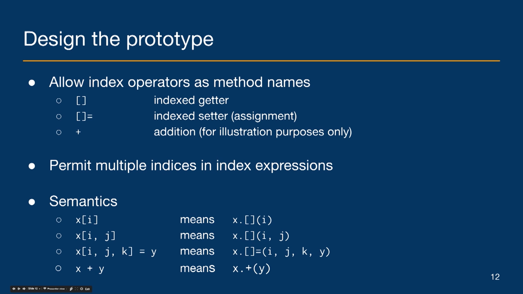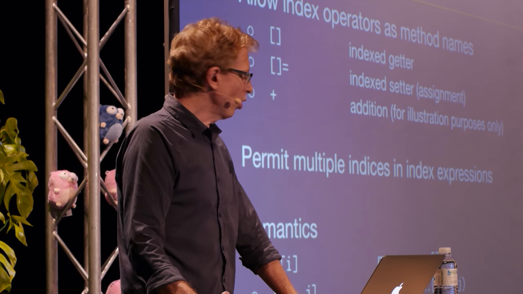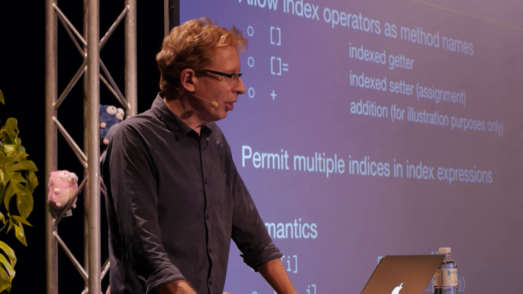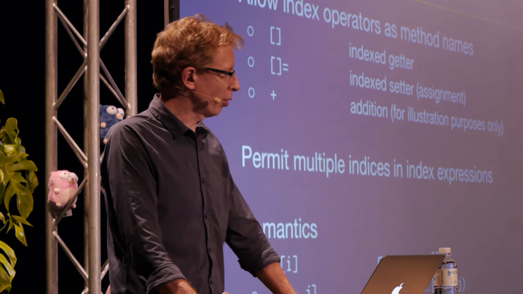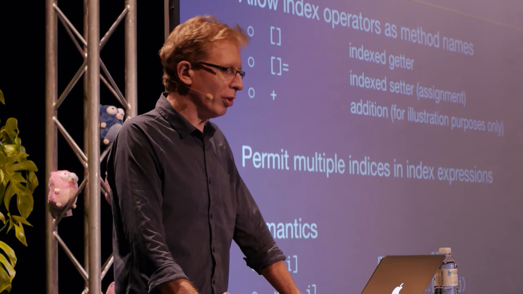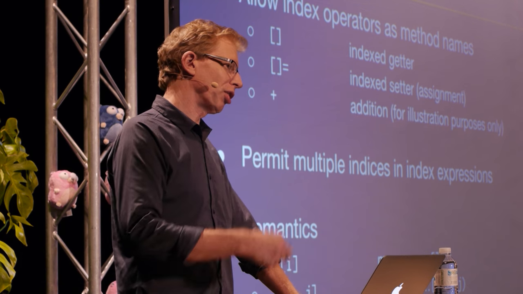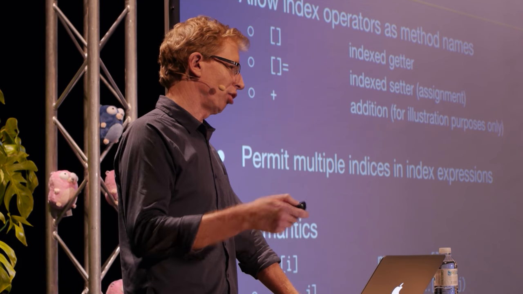Since we want to rewrite our index expressions into methods, we are going to allow two special new method names made up of a sequence of index and assignment operators. I'm calling them here indexed getter and indexed setters. Just for good measure, I'm adding the plus operator here as well. It's not really important for this specific prototype, but it's going to make it much easier to explain the process in which the rewriting happens.